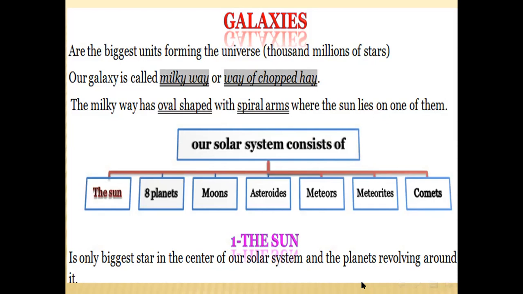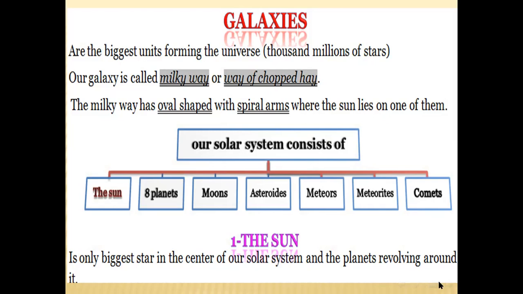The solar system, after all, consists of number 1, the sun; number 2, 8 planets revolving around the sun in fixed orbits or elliptical orbits; number 3, moons. The moons revolve around some planets, not all planets. Number 4, asteroids. Number 5, meteors. Number 6, meteorites. Number 7, comets. All of them from the sun till the comets are called the solar system.